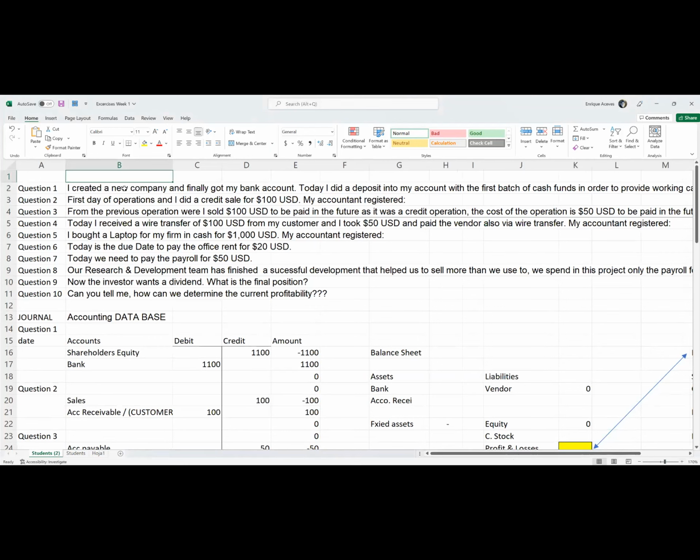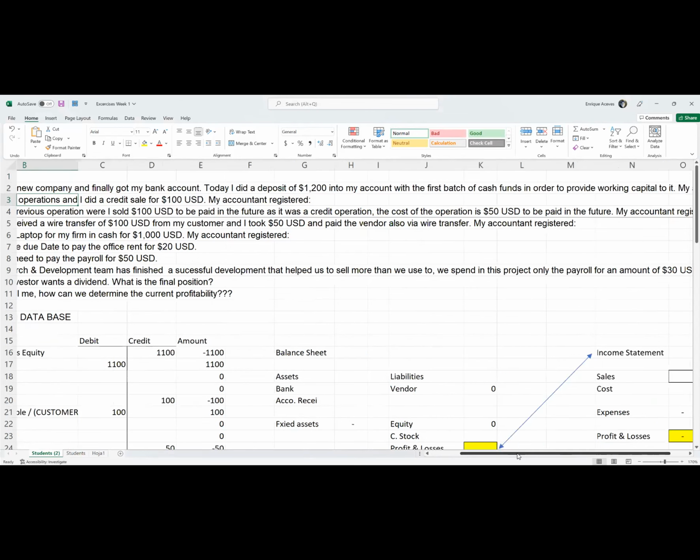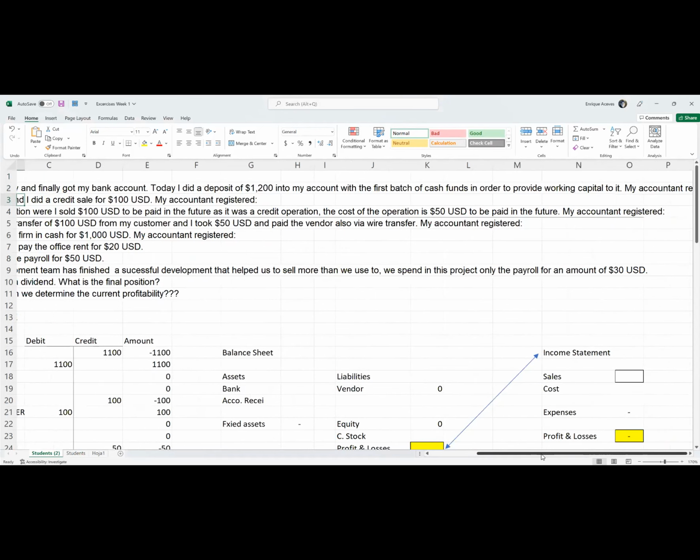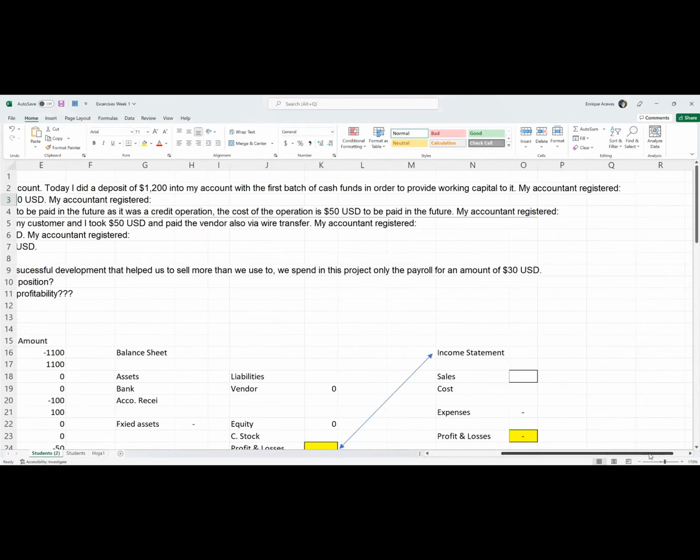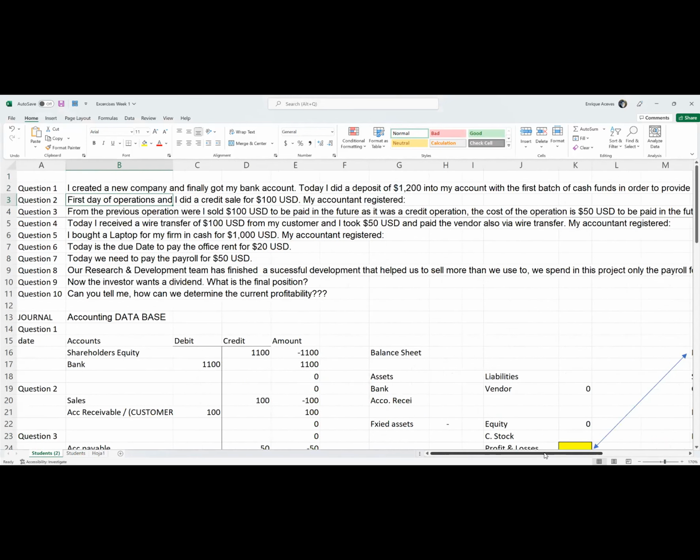So I created a new company and finally got my bank account. Today I did a deposit of 1,200 into my bank account with the first batch of cash funds in order to provide working capital to my company. Working capital means the resources to operate, okay?